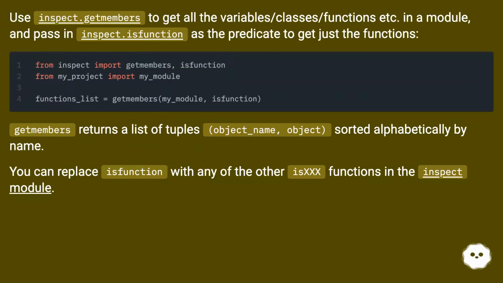Use inspect.getmembers to get all the variables / classes / functions etc. in a module, and pass in inspect.isfunction as the predicate to get just the functions. getmembers returns a list of tuples, (object_name, object), sorted alphabetically by name. You can replace isfunction with any of the other is* functions in the inspect module.